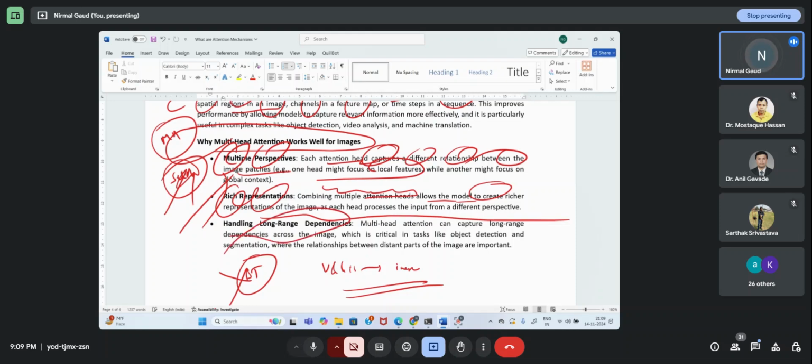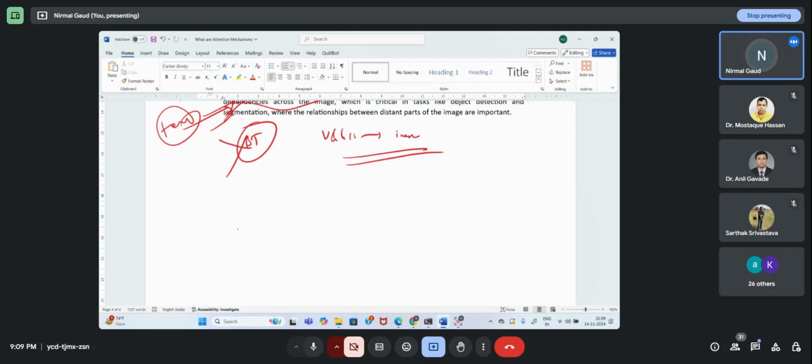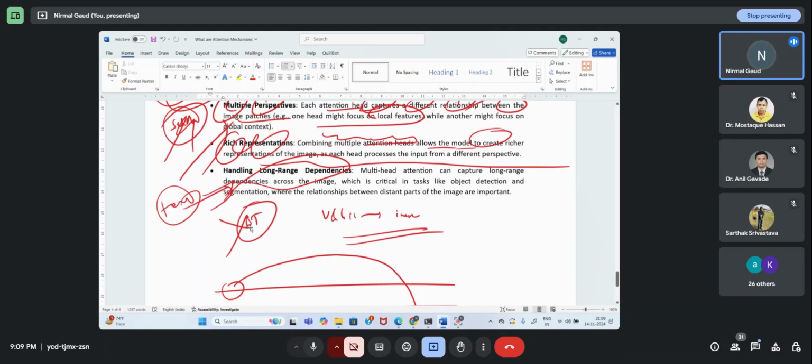Handling long term dependencies, this is something related to text. Long term dependencies means, we have two types of dependency, long term and short term. If I write a paragraph, any word present here and any word present here, how they are related to each other, that's called long term dependency. Anyways, we can also apply it here in our case.